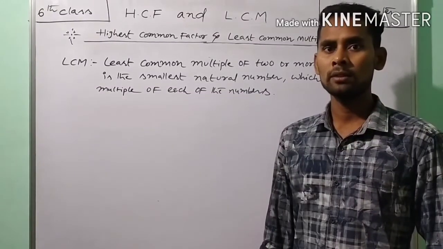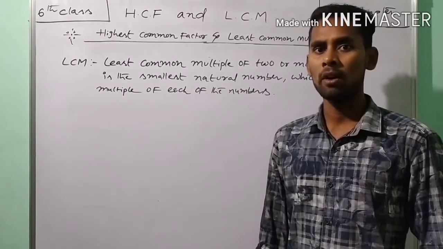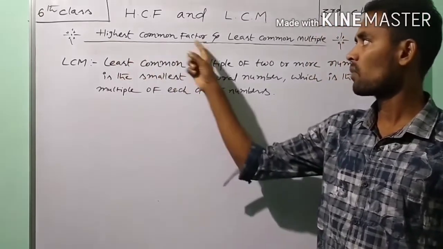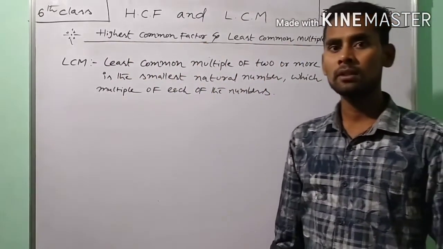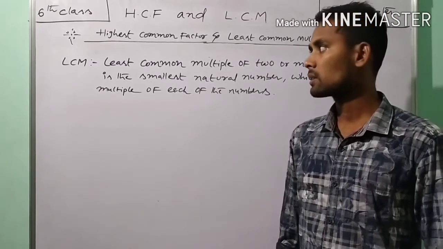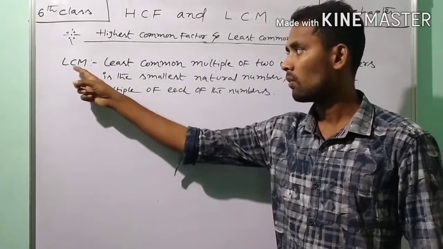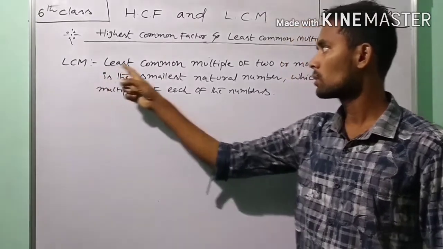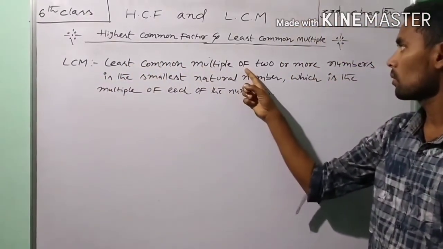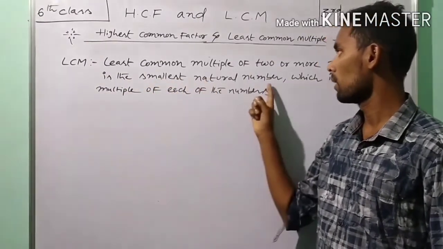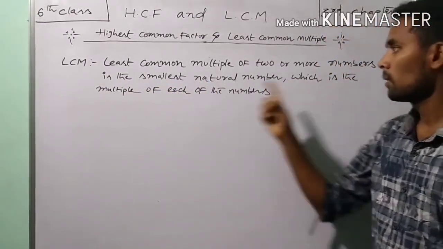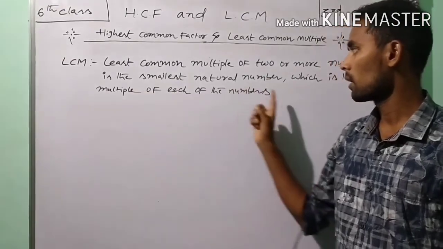Hi students, today we are going to discuss highest common factor and least common multiple. 6th class, third chapter. Now we discuss LCM. What is the LCM? Least common multiple of two or more numbers is the smallest natural number which is a multiple of each of the numbers.